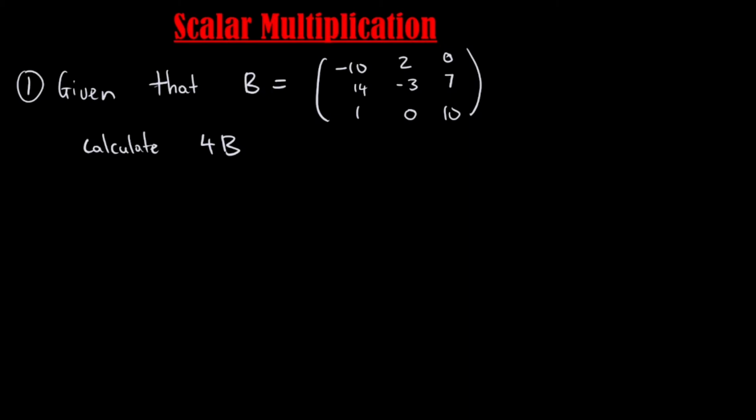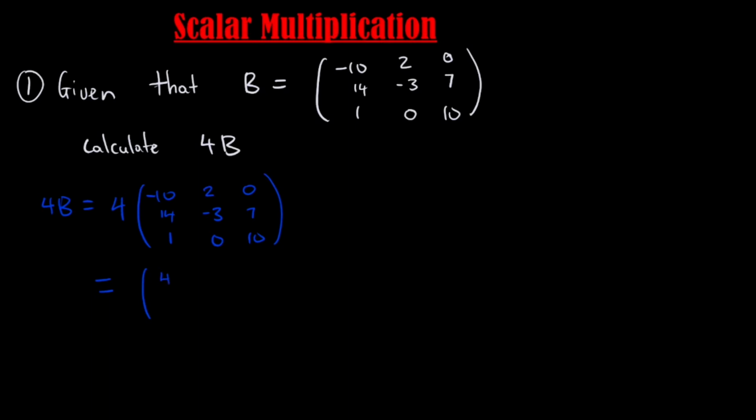So first problem, given that B is equal to negative 10, 14, 1, 2, negative 3, 0, 0, 7, 10, calculate 4B. So our constant or our scalar is 4. So all we'll be doing is multiplying 4 by each element in our matrix B. So 4B is equal to 4 times our matrix, and as we said, we're just going to multiply 4 by each element inside of the matrix.